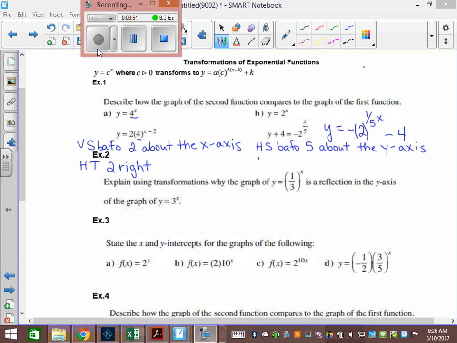I have a reflection in the x-axis, because it's in front. And that negative 4 at the back, what is it? Yes.